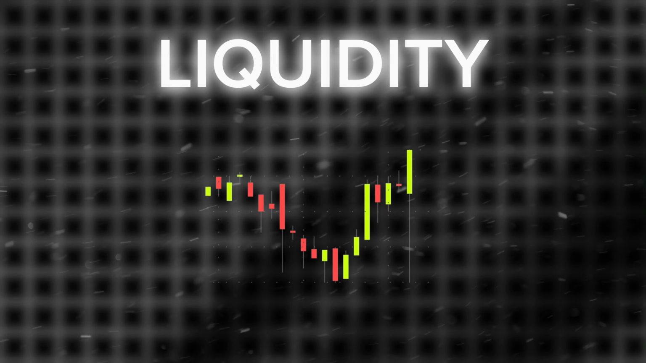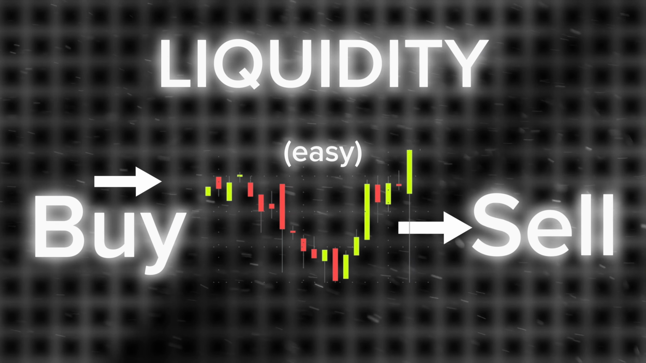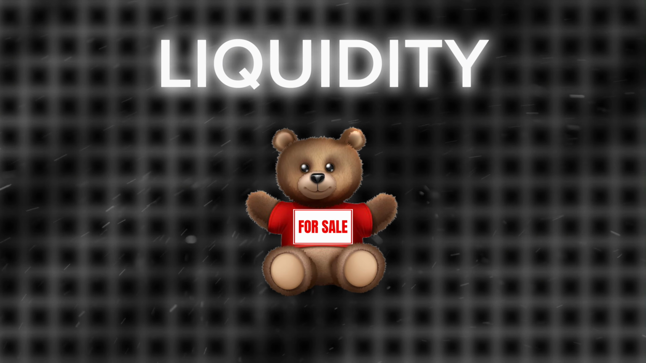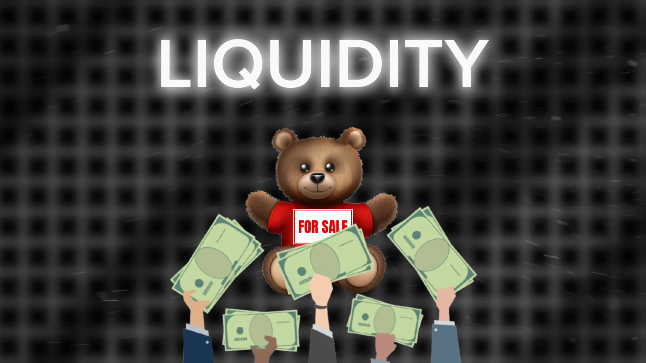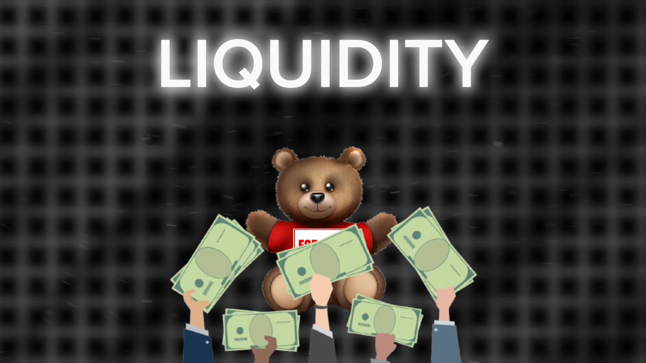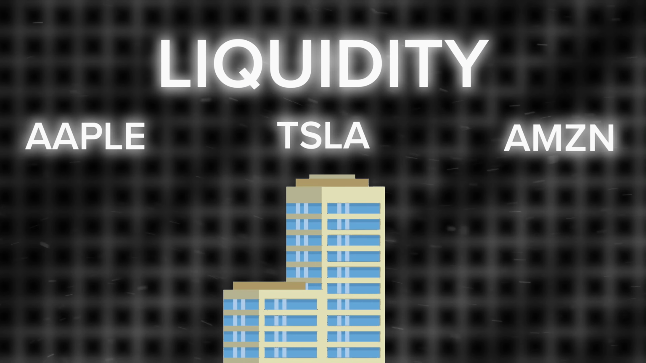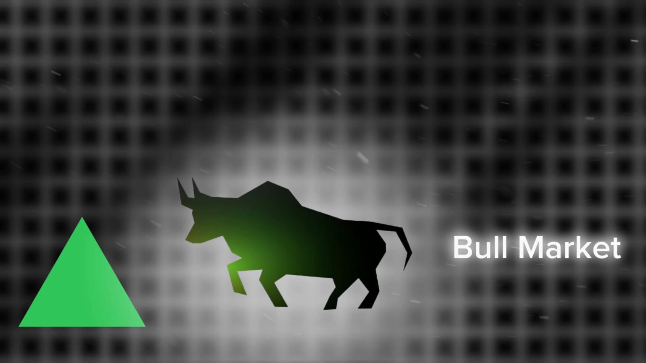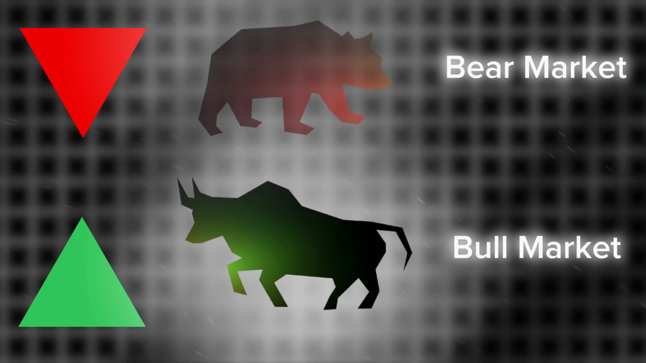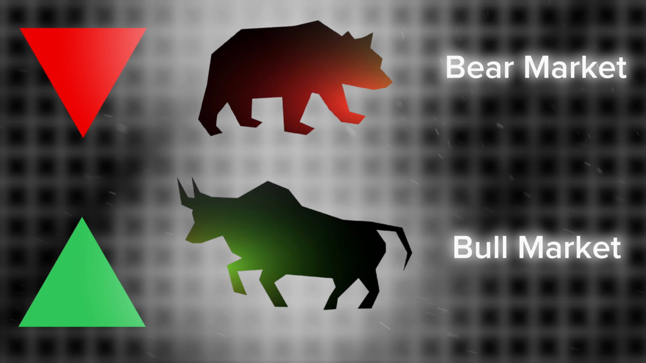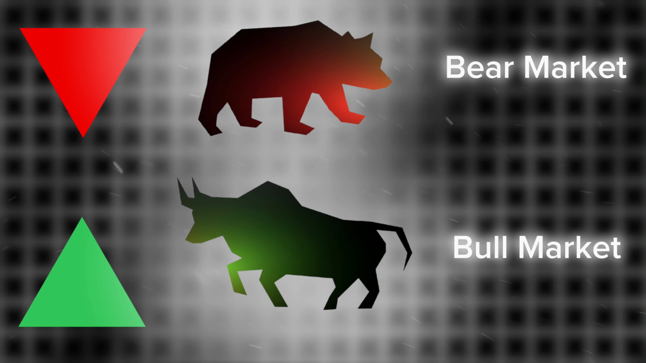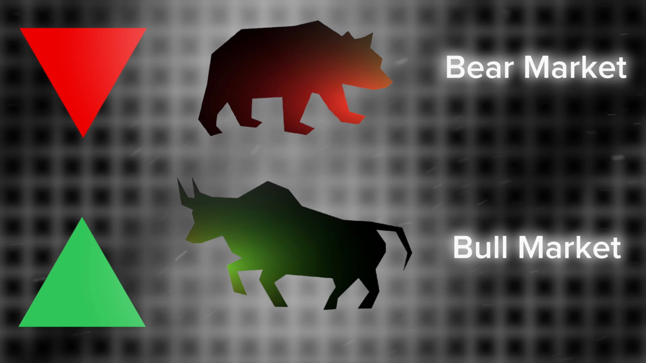Liquidity. How quickly and easily you can sell a stock for cash without changing its price too much. Kind of like selling a popular toy everyone wants, so you can get rid of it fast without lowering the price. Bigger companies tend to have more liquid stocks, meaning they're easier to trade. And remember, stock prices rise in bull markets when investors are optimistic, and fall in bear markets when investors are pessimistic. These terms come from how the animals attack. Bulls thrust upwards with their horns, while bears swipe down.